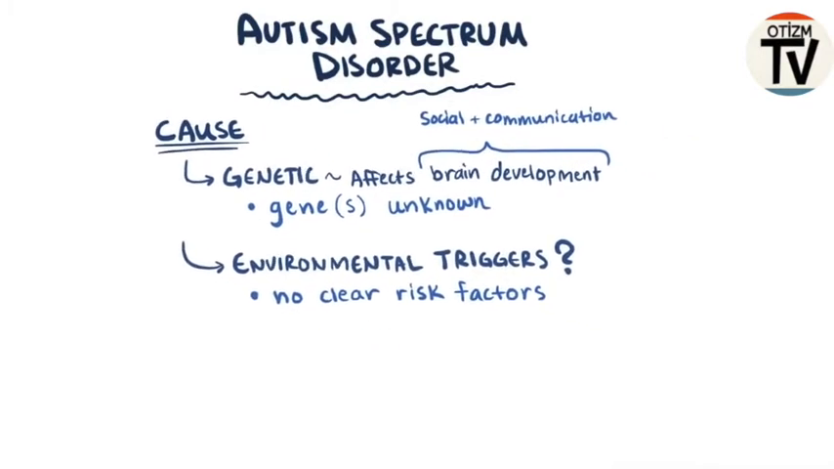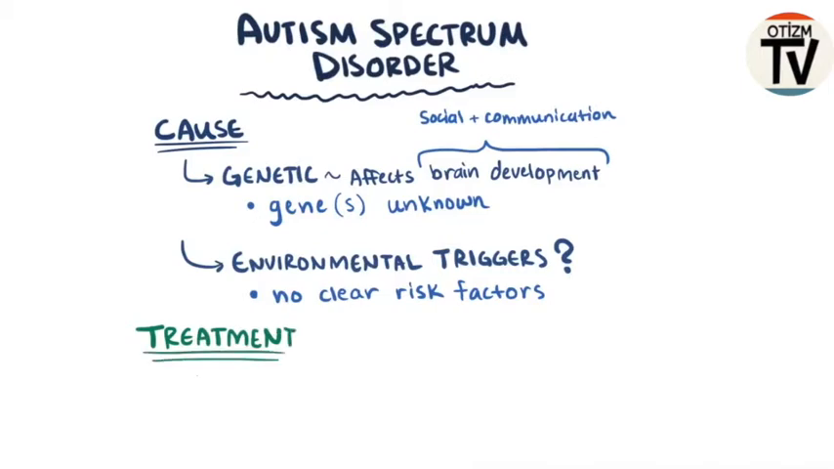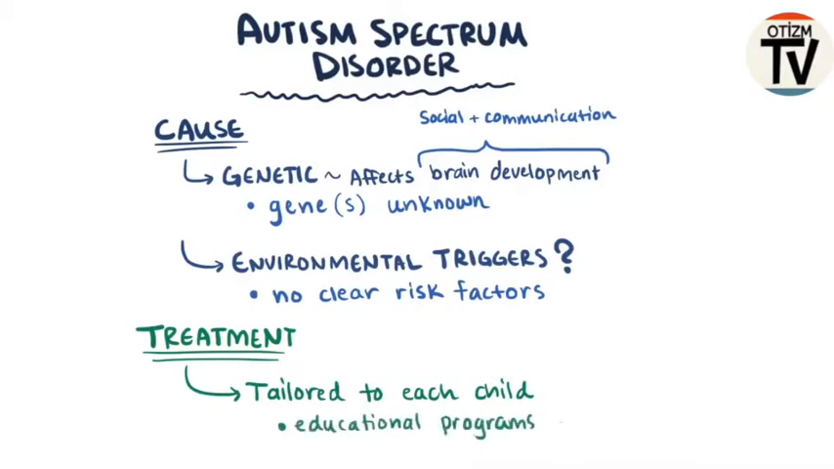With that said, there is also no cure for autism spectrum disorder, and treatment or management has to be specifically and carefully tailored to each child. And this includes things like specialized education programs and behavior therapy that all seek to maximize quality of life and functional independence.